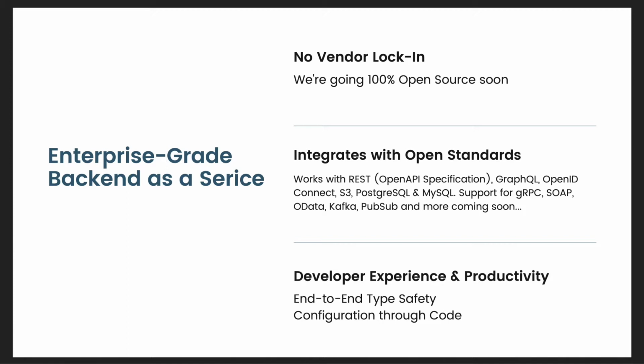So you can bring your own APIs, for example, a REST API using OpenAPI specification. You can bring your own GraphQL APIs. You can bring your own authentication providers using OpenID Connect. You can use S3 for file storage. And you can maintain and bring your own Postgres and MySQL database. And we turn those into real-time APIs in seconds.